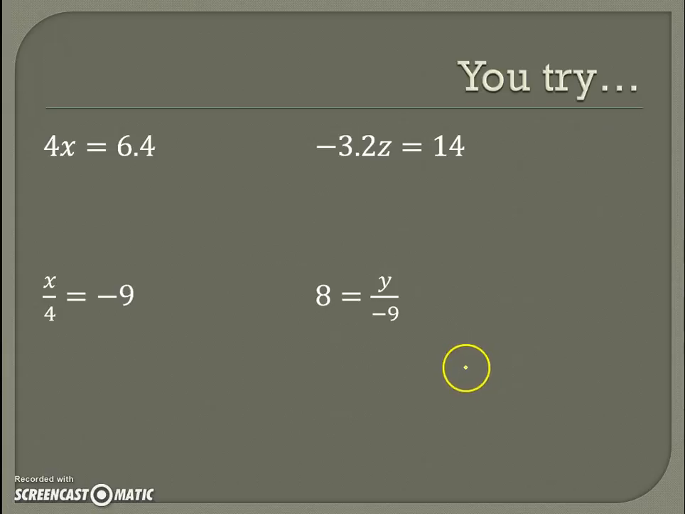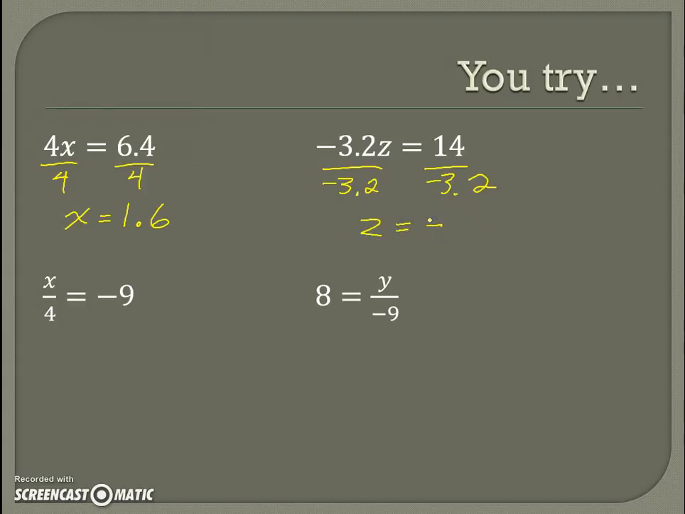Go ahead and take a moment. Try to figure these out by pausing. And then when you're done, hopefully you find these as your answer. X should equal 1.6. This one divided by -3.2. Be careful on these. When you're dividing by a negative, remember your quotient is going to be negative. On that one, we get -4.375.